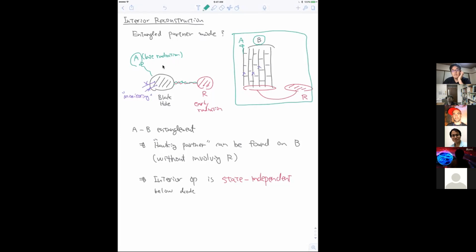Now, I want to emphasize that this AB entanglement you see here can be found on B, but that it can be found on B means that it can be found inside the black hole without ever involving the radiation. So you can again collapse or completely remove the radiation and bring it to a pure state. This means that the expression of the interior partner mode you get in this situation under the continuous monitoring is completely state independent below the code distance scale. That is, either it's a young black hole or old black hole, it's state independent, so we are free from any typicality paradox if the system is continuously monitored.